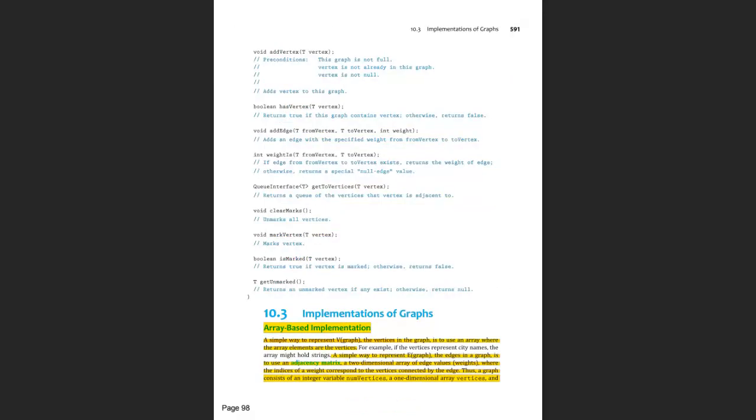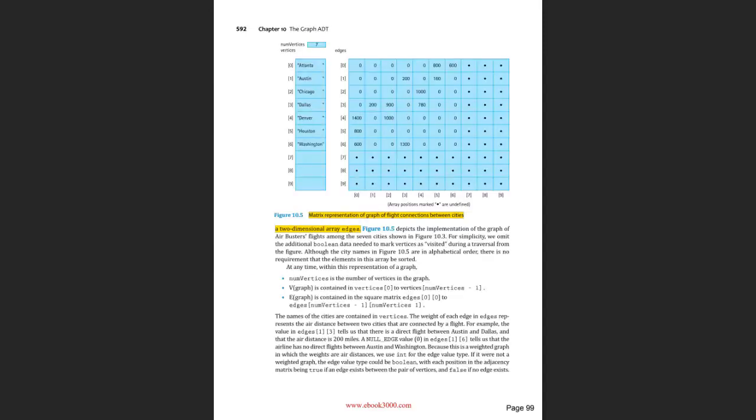Okay, implementation of graph. If you see this, there are two methods. One is called adjacent matrix, and one is called adjacent linked list. Sorry, in your book there is an adjacent matrix and an adjacent linked list. Yes, two methods. You have two methods.